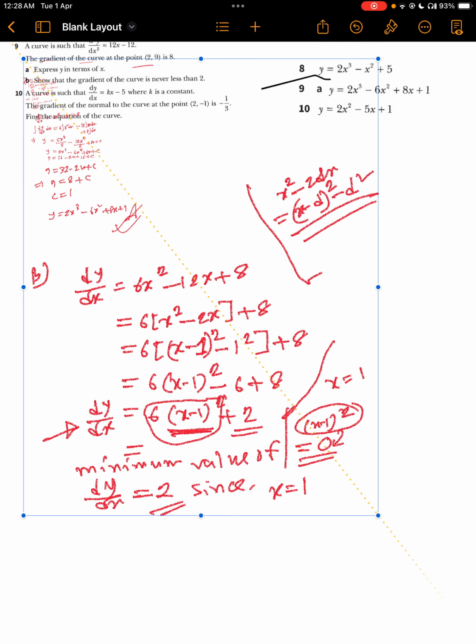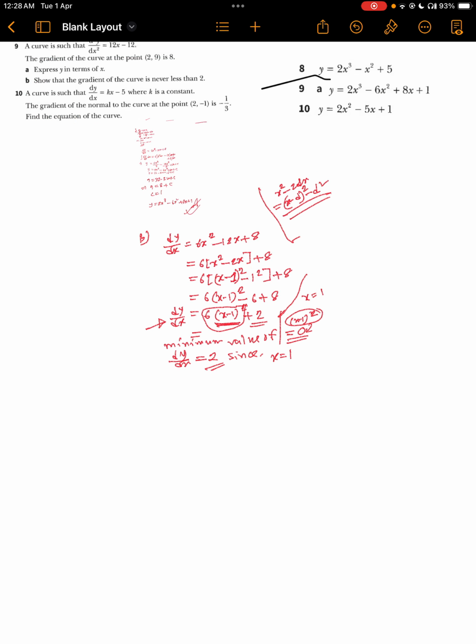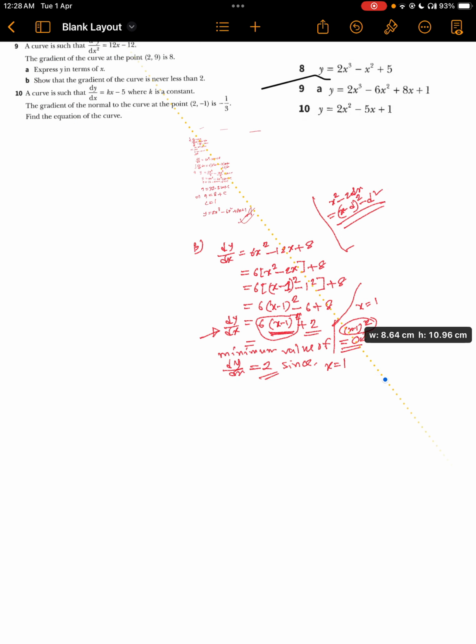So guys, see, this is an integration problem, but we need the help of chapter 2, quadratics. So it's interrelated, I guess. Okay, no worries, chill. So our question 9 is done.